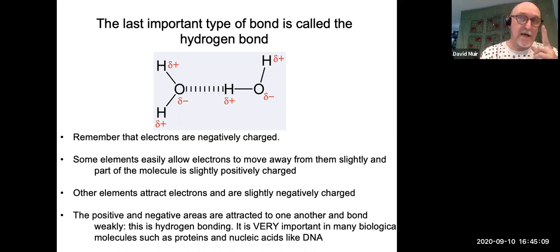So the last kind of bond is not that simple to understand, but it's very, very important in biology and in structuring biological molecules, especially proteins, and then nucleic acids, which are things like DNA and RNA. So we have to understand a little bit about this kind of bond, which is called a hydrogen bond. So I need to explain this to you. Have a look and you'll see.